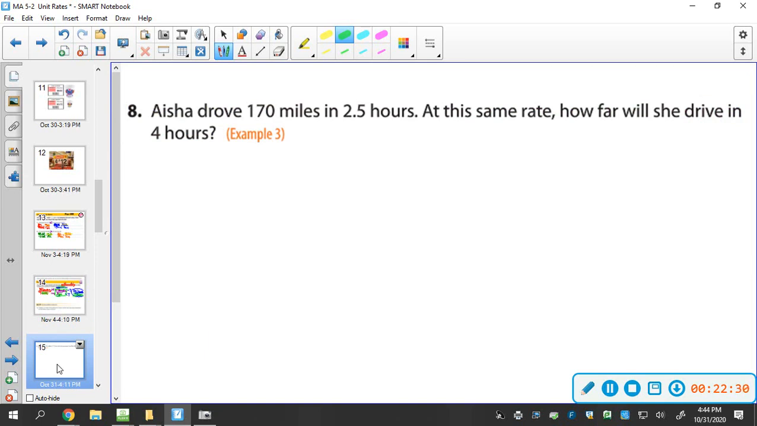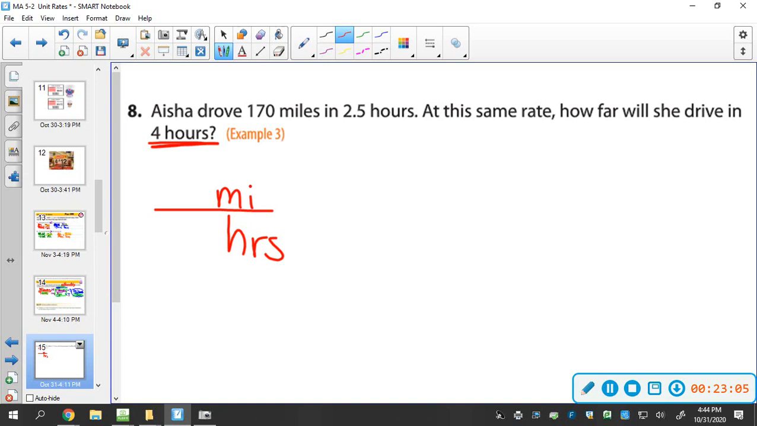So it says, and this is from the guided practice number 8 on page 191, in case you want to look at that in your text. But it says, Aisha drove 170 miles in 2.5 hours at this same rate. How far will she drive in 4 hours? So the first thing is we have to set up our rate. And it told you what you want on the bottom here, since we want it for 4 at the end. We know we have to have hours on the bottom.